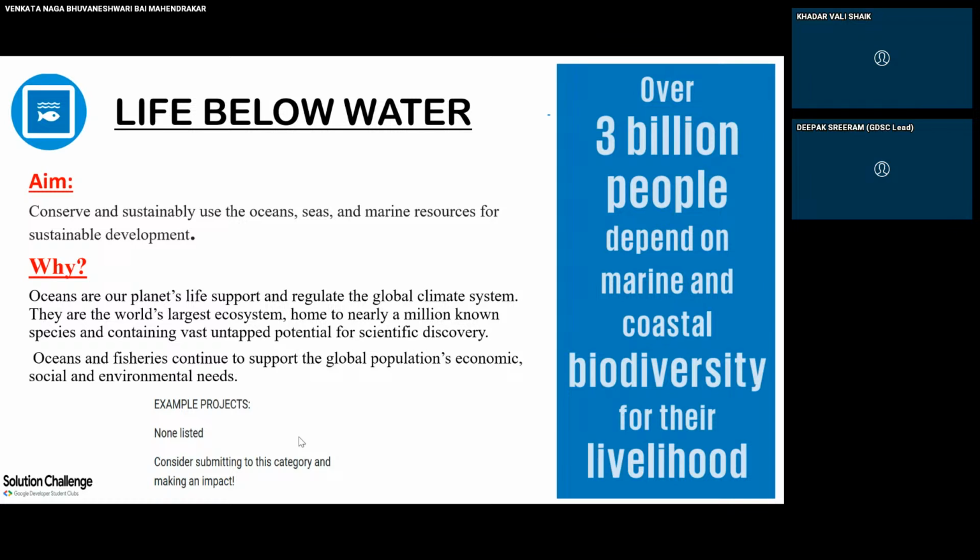So oceans and fisheries continue to support the global population. We need to work on developing life below water, like supplying good food for them, conserving them, and not harming them anymore. We should work on the underwater organisms and conserving them. This challenge is about that.